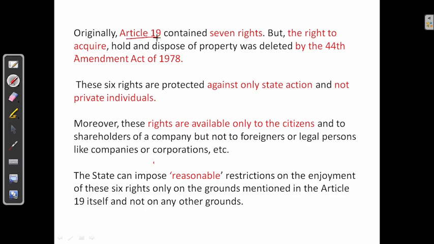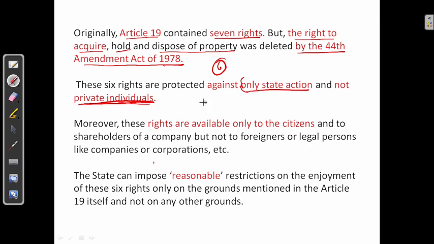Originally Article 19 contained 7 rights, but the right to acquire, hold and dispose of property was deleted by the 44th Amendment Act of 1978. So now we have only 6 rights under Article 19. These 6 rights are protected against only state action and not private individuals. In the last class we have seen that some fundamental rights are protected against only state action, and some are protected against both the state as well as private individuals. These 6 rights are protected against only state action.